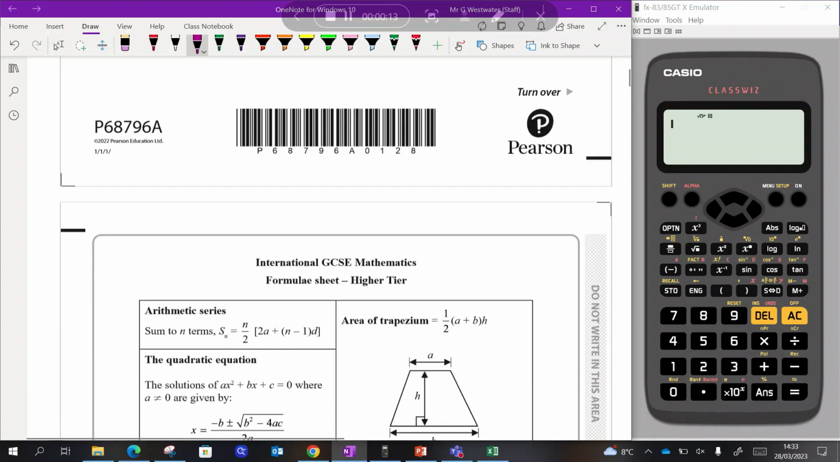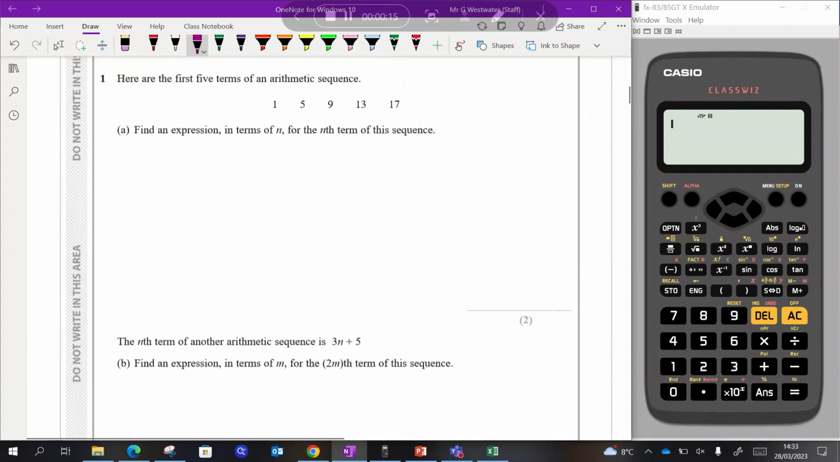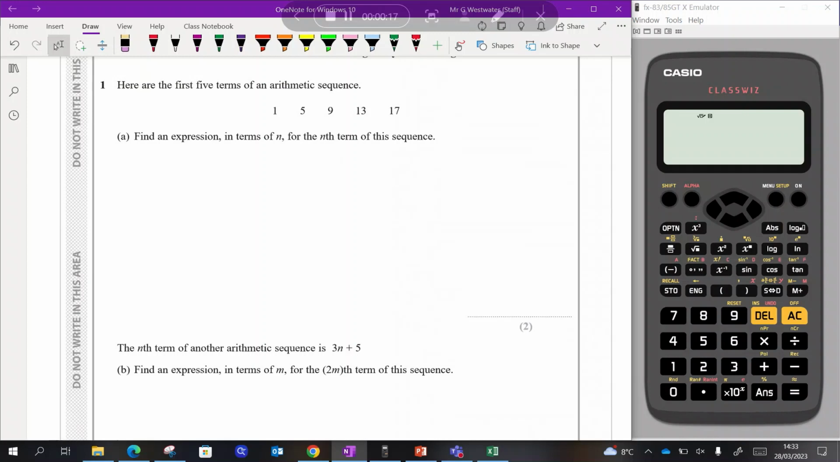Right, on to question 1. Here are the first 5 terms of an arithmetic sequence. So we've got gaps of 4 each time. So if we think about the sequence 4n, that would generate 4, 8, 12, 16, 20. How do we get from 4n down to these numbers? We are subtracting 3 each time. So this sequence is 4n minus 3.